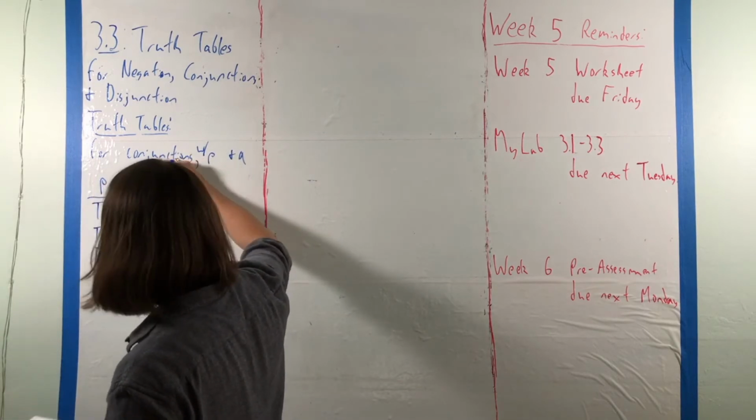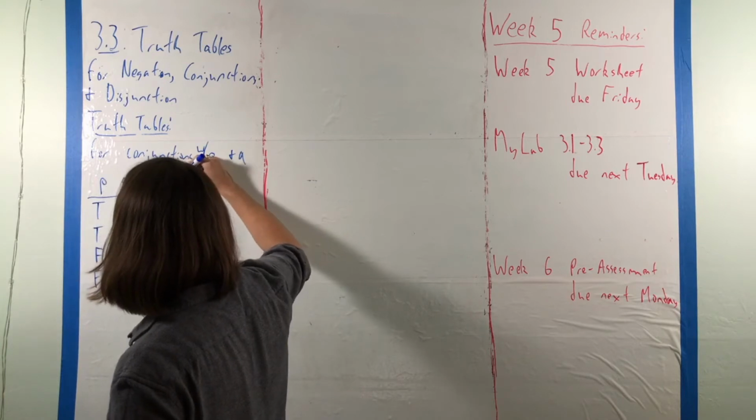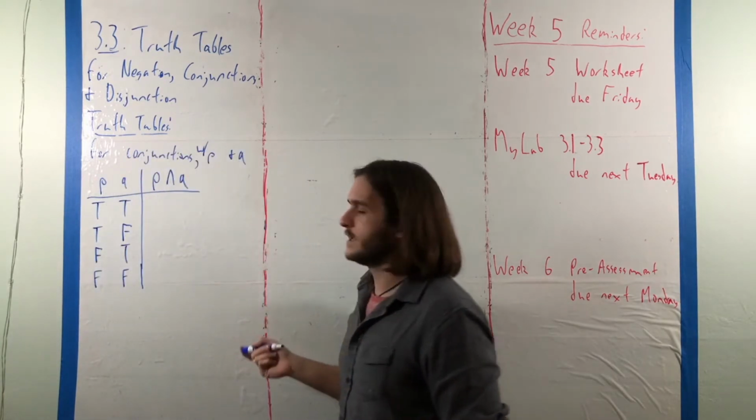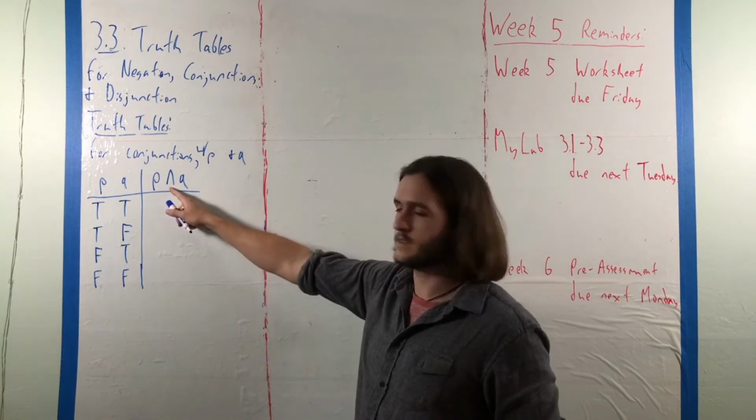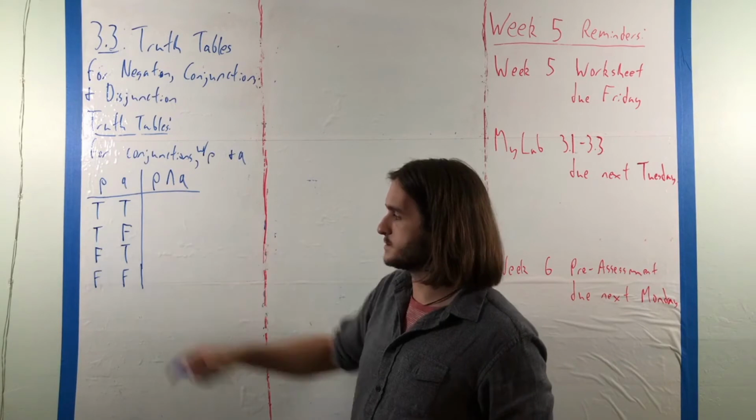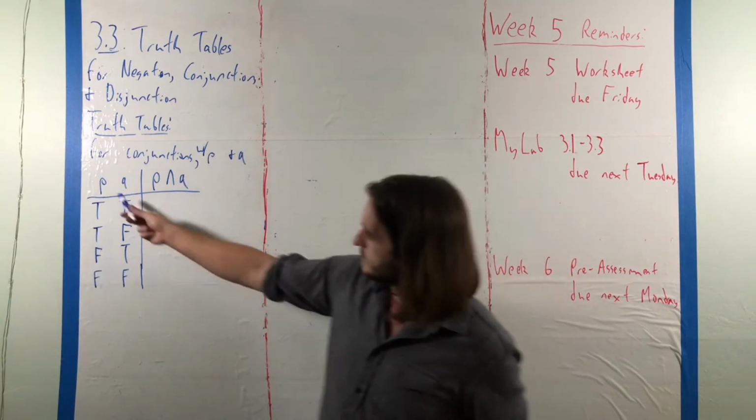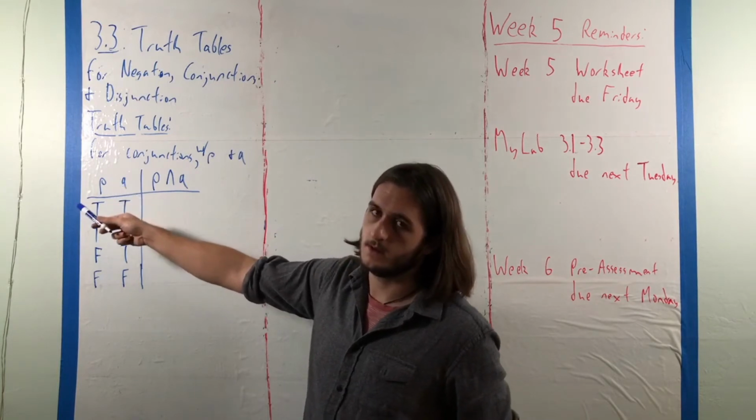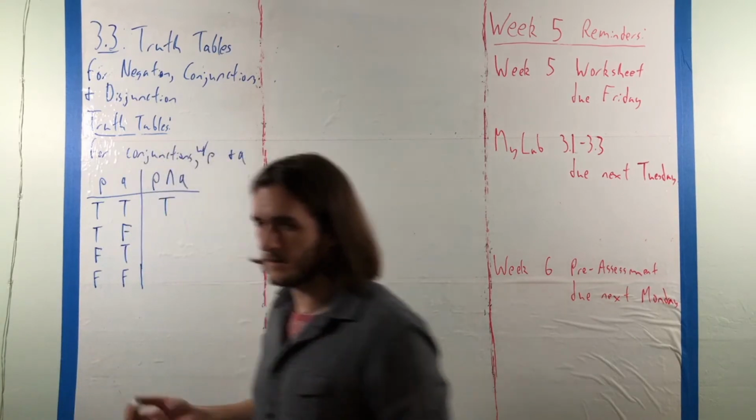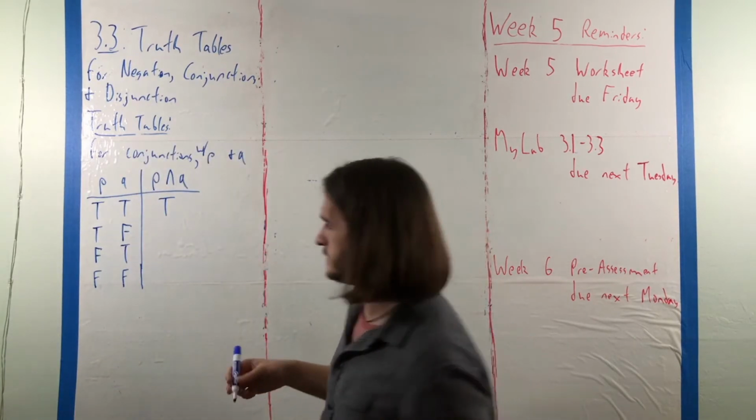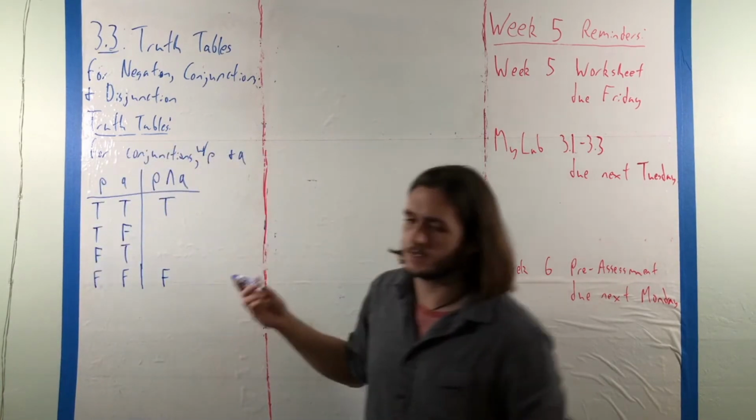And then what we do is we make another column for the conjunction of P and Q. That is to say, we look at where this is true and where it is false. Well, there are a couple of obvious cases you can start with. If P is true and Q is true, then P and Q is true. Both are true, so the conjunction is true. And if both are false, the conjunction is false. Remember, that's what the conjunction says.